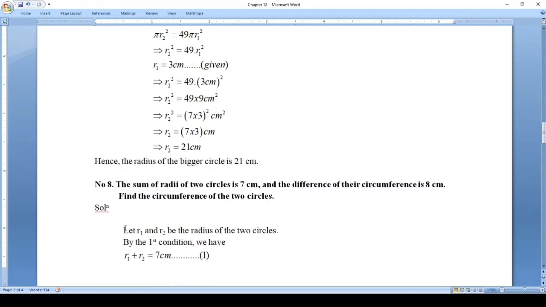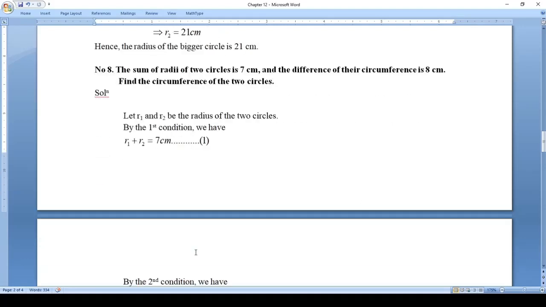Okay, the same thing here also in solution. Let r1 and r2 be the radius of the two circles. We don't know which circle is bigger, which is smaller, but let's just assume r1 to be for one circle, r2 be radius for the another circle. By the first condition, we have the sum of radii is 7 cm. That means r1 plus r2 equal 7 cm.